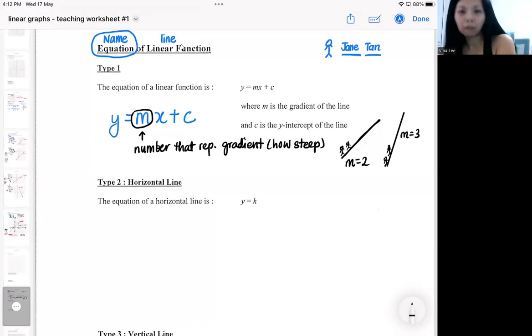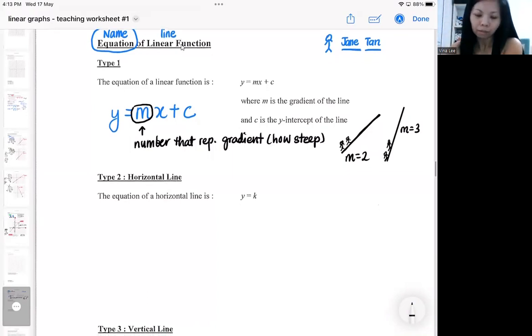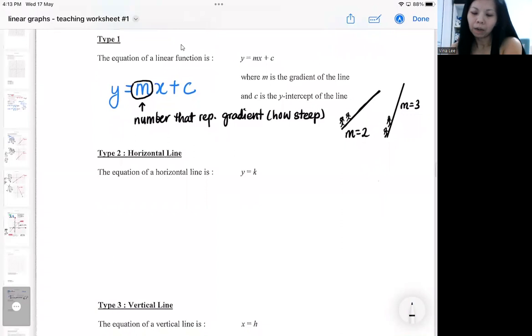So the bigger the number, the steeper the line is going to be. This number can be a fraction, a whole number, or a decimal. It can also be a negative number. If this number is negative, my idea here is the line will go downwards. So if I get a line that goes downwards, the gradient is going to be negative.